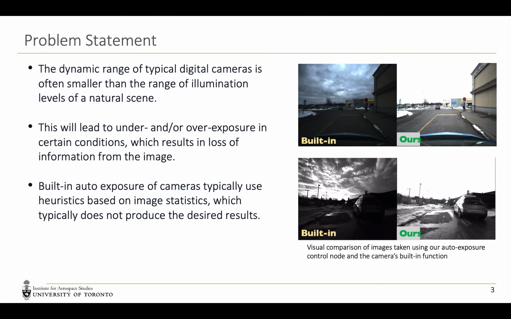Most camera sensors have a small dynamic range which limits their ability to capture illumination levels of a natural scene. This results in under- and overexposed regions of images. The built-in auto exposure algorithms of the camera in a lot of cases are unable to generate useful images for our applications, as can be seen in these images on the slide.